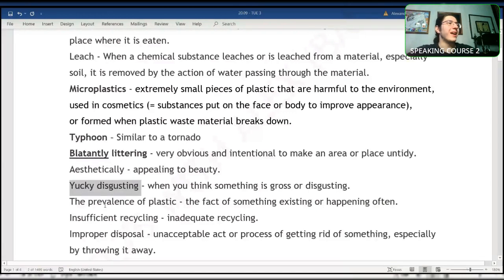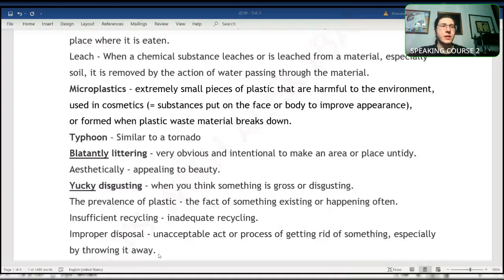Yucky, disgusting. The word yucky as a whole, I think that's the main word here, because disgusting I think makes sense. Yucky is a synonym of the word disgusting. Yucky basically means not cool, not nice. Yucky basically means gross, and it's a synonym of the word disgusting.